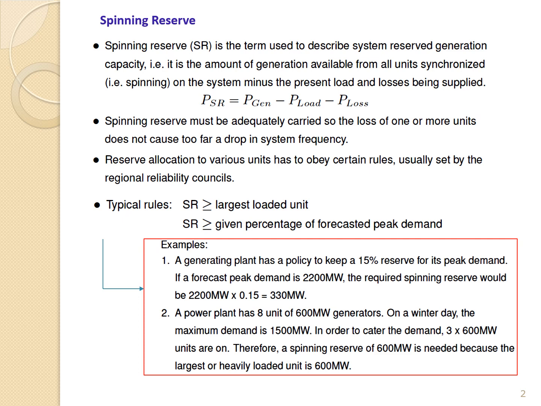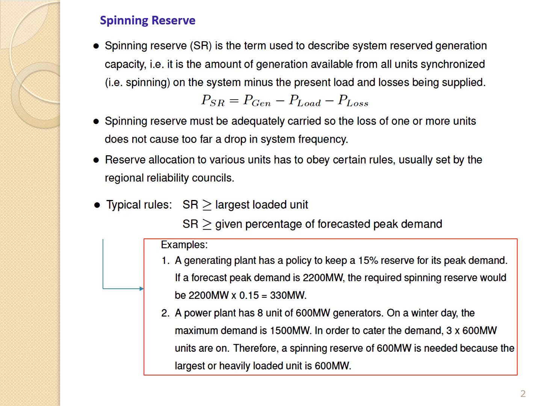So the spinning reserve we can say is the extra generating capacity which is available with each of the generators which are already connected to the power system. It is a term used to describe the system reserve generation capacity, denoted as SR, and it is the amount of generation available from all the units synchronized, that is also known as spinning, on the system minus the present load and the losses being supplied. So this is the formula that we can use to calculate the spinning reserve capacity available with the power system.